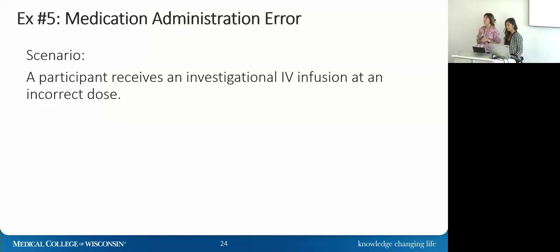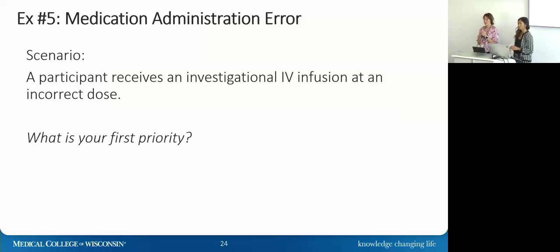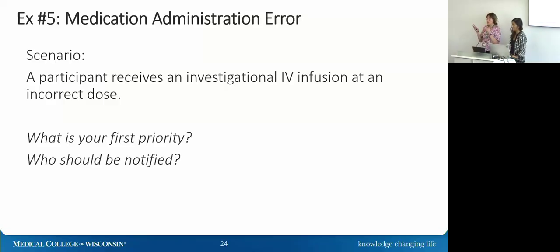Obviously there are a lot of factors that would impact this, but first of all, what is your first priority here? Patient safety. Is the patient safe here? The dose really impacts this. Was the patient supposed to get 4,000 milligrams and they got 4,001? That's a different scenario than if they were supposed to get 4,000 and they got 40,000. Making sure first and foremost that the patient is safe and being taken care of acutely. Who should be notified? Who should you bring into this conversation?